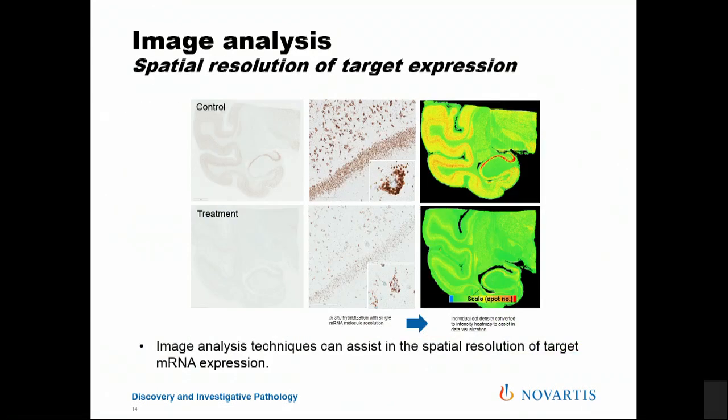Image analysis can also help with the spatial resolution of target expression, here showing an example of mRNA. Again, the newer in situ hybridization techniques have resolution down to single molecules of mRNA. With image analysis, one can develop mRNA counts per individual cell. This can be difficult to interpret in a low resolution picture of the tissue, but using image analysis, we can heat map the level of mRNA expression per cell and observe differences on a macro scale. In this example, we can see downregulation of a particular target in the treated animal compared to control rather easily.